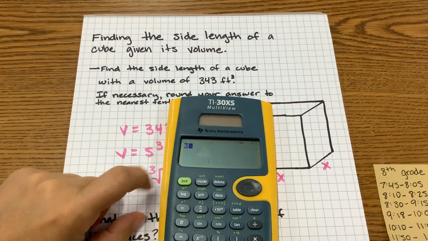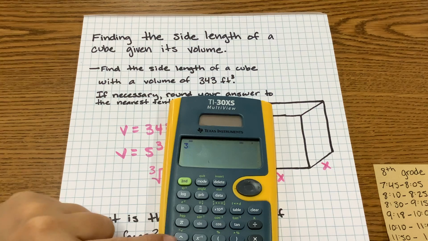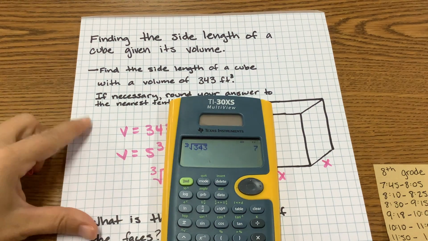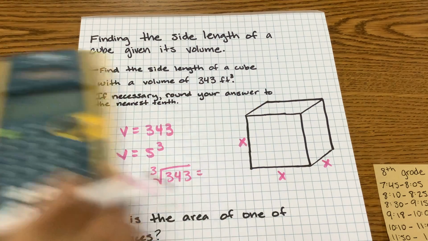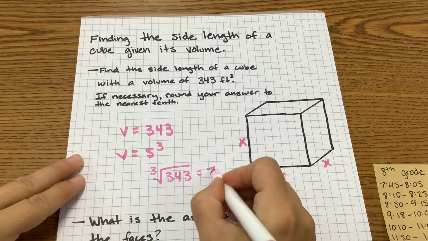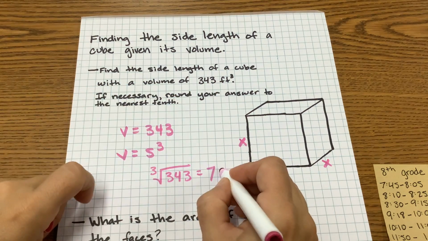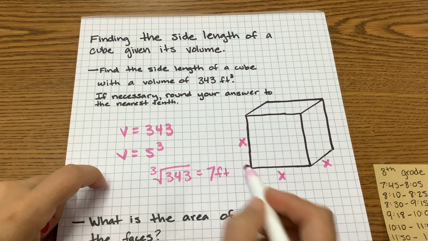Remember, you press in the 3, second, exponent, put in 343. And we have 7 as our side length. For our units, we would use feet because it ended up being feet cubed.